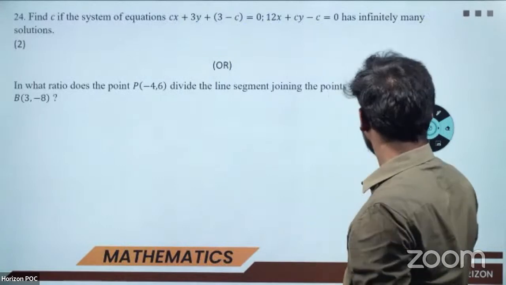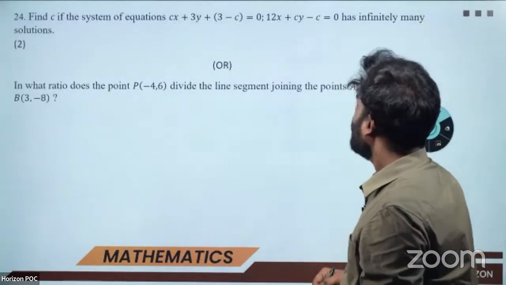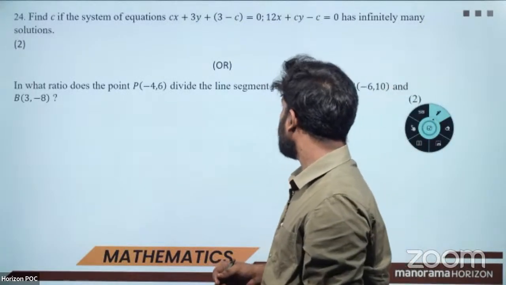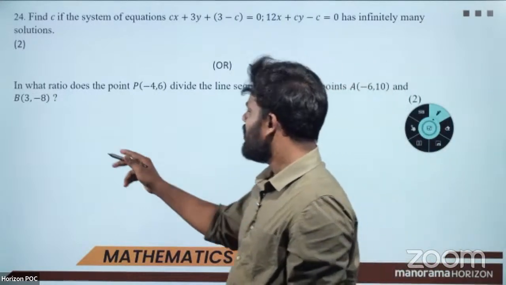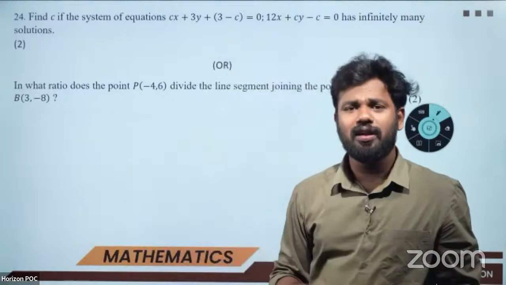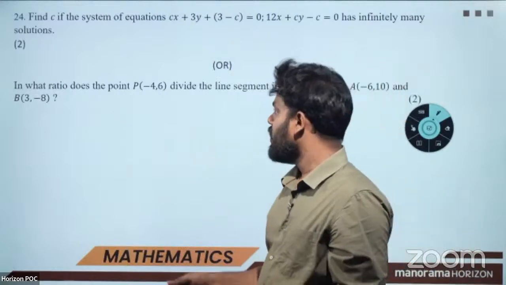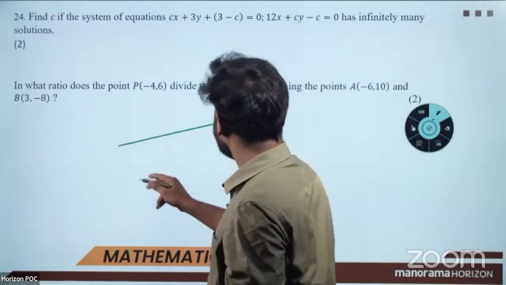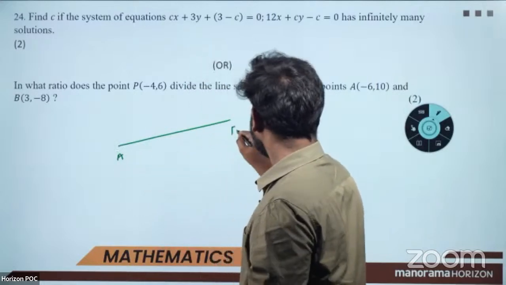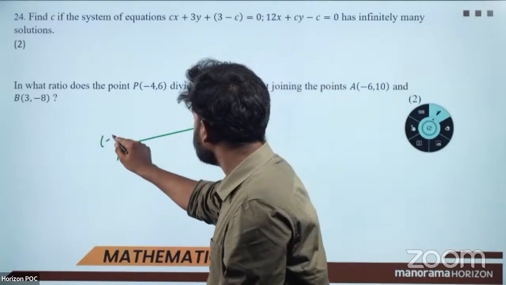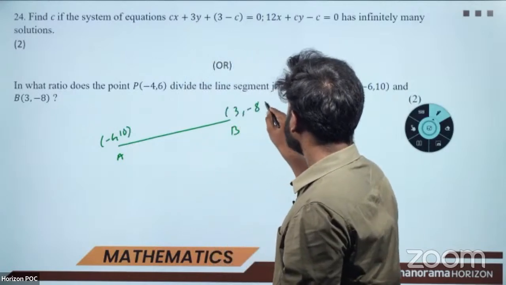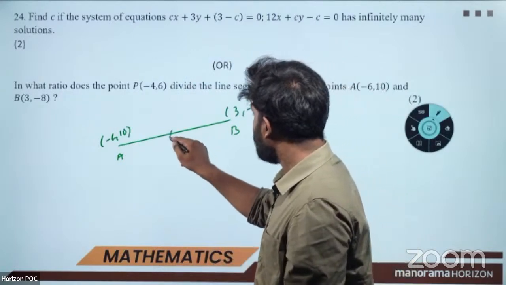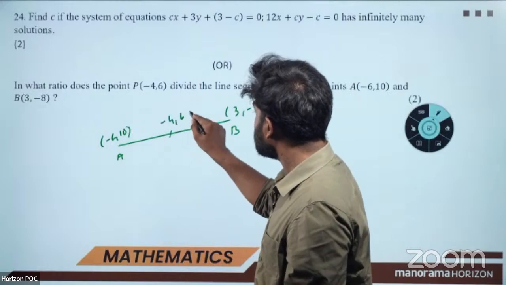In what ratio does P(-4, 6) divide the line segment joining the points A(-6, 10) and B(3, -8)? So this is a question directly from the section formula, the coordinate geometry. You have two points A and B. The value of A is (-6, 10). The value of B is (3, -8). The point P is (-4, 6).